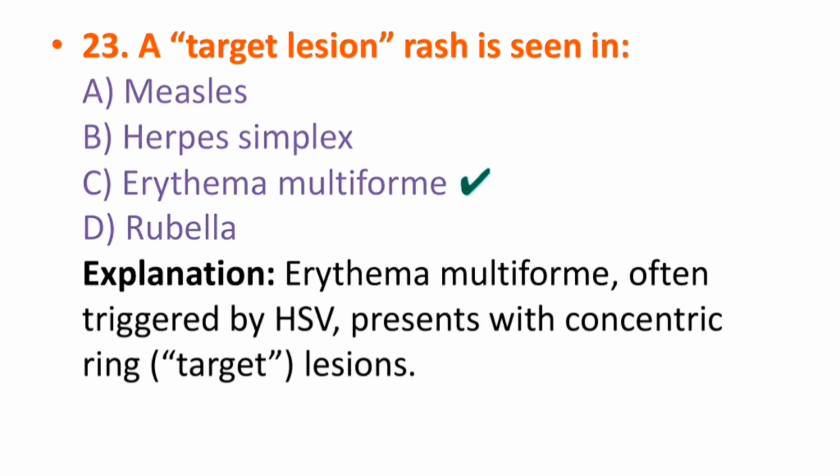A target lesion rash is seen in option A measles, option B herpes simplex, option C erythema multiforme, option D rubella. The correct answer is option C erythema multiforme. Erythema multiforme, often triggered by HSV, presents with concentric ring target lesions.